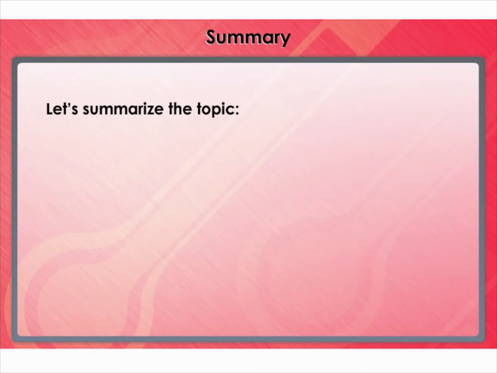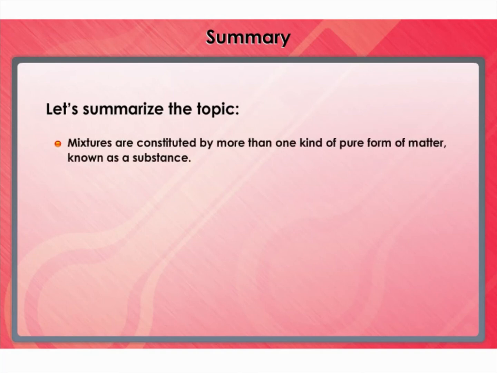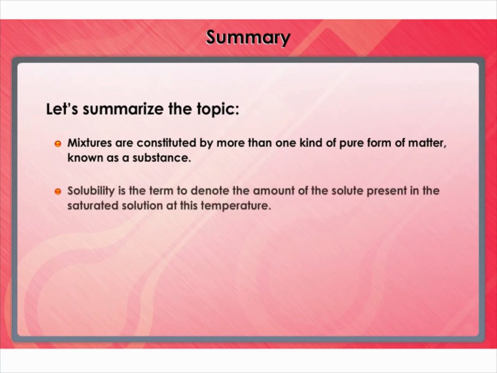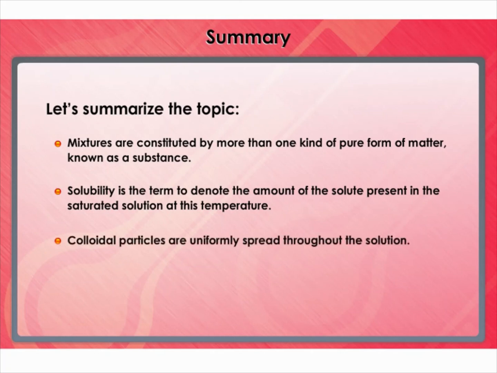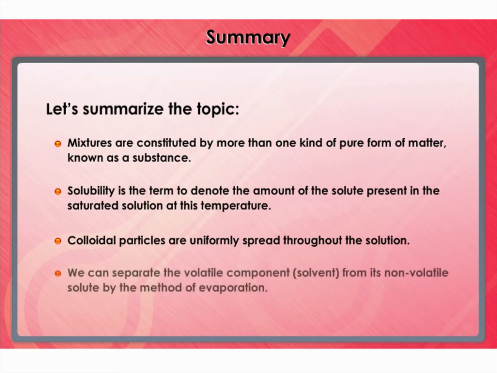Summary. Let's summarize the topic. Mixtures are constituted by more than one kind of pure form of matter known as a substance. Solubility is the term to denote the amount of solute present in the saturated solution at this temperature. Colloidal particles are uniformly spread throughout the solution. We can separate the volatile component, solvent, from its non-volatile solute by the method of evaporation.